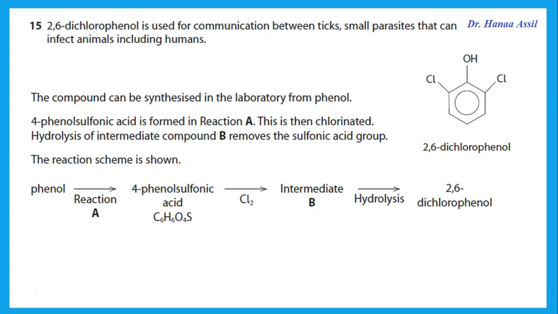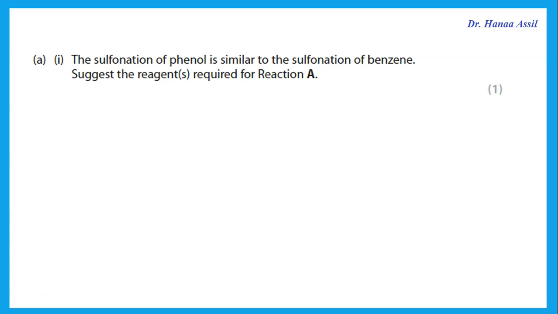Okay, question 15 says 2,6-dichlorophenol is used for communication between ticks, small parasites that can infect animals, including humans. The compound can be synthesized in the laboratory from phenol. 4-phenol sulfonic acid is formed in reaction A. This is then chlorinated. Hydrolysis of intermediate B removes the sulfonic acid, and the reaction scheme is shown. The sulfonation of phenol is similar to the sulfonation of benzene.